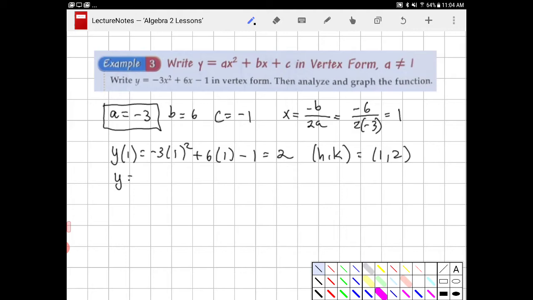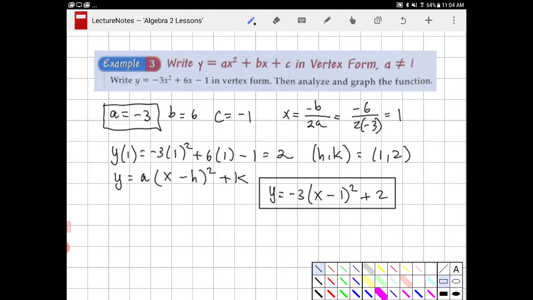So in writing the quadratic equation in vertex form, it's y equals a times x minus h quantity squared plus k. All I've got to do is make the correct substitutions, and I'm done. So it's y is equal to -3 open parentheses, x minus 1 squared plus 2. Well, I'm not 100% done yet because I'm still left with needing to analyze and graph the function, right?